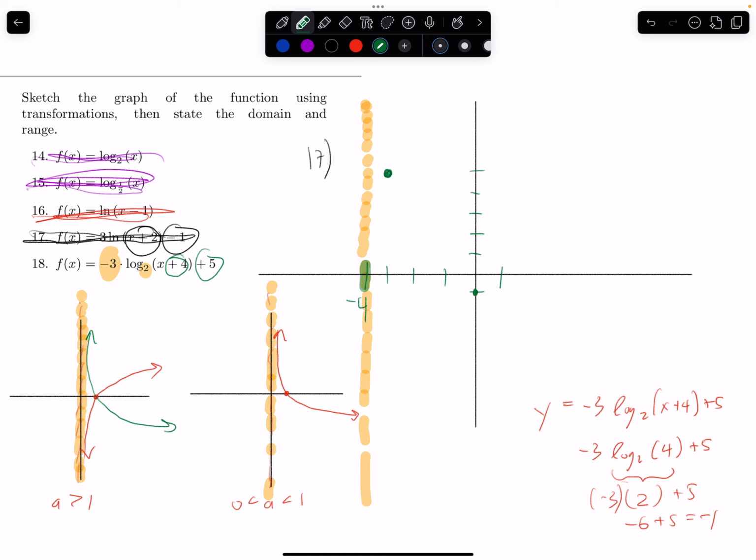So even though I have my general idea where it is, it's still helpful for me to get that extra point to get a better picture. It's going to look something like this. And you see it's pretty steep compared to normal, right? Like normal, if it was just a regular old log base 2, it would look a little more relaxed, something more like that. Not going to get down as quickly. Okay, but there you go. That's the sketch. That's 17. All right.